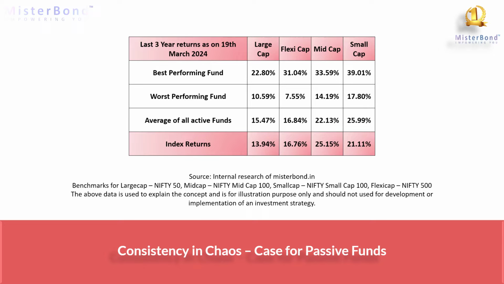Something similar in FlexiCap: the best is 31%, the worst is 7.55%, the average is almost 17%, and even the index fund, which is the Nifty 500, has also delivered 17%. And the story in mid-cap and small-cap is also similar. So what are your thoughts on this? There's a huge chaos in the investor's mind in terms of what to select and how to select.